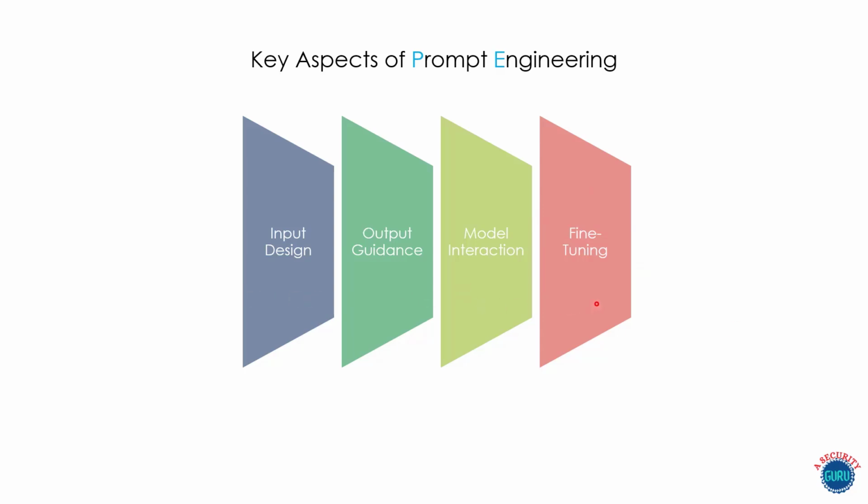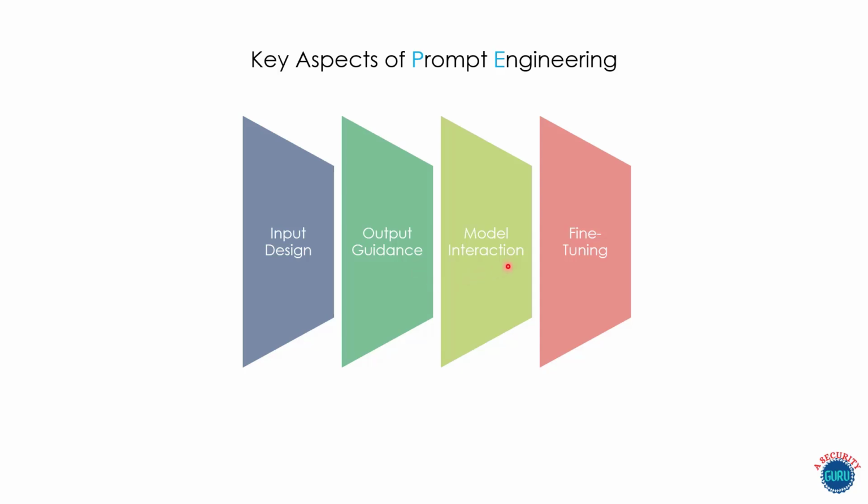Now, since we are clear with the key aspects of prompt engineering, now let's understand these key aspects with an example. Input design. If we ask an AI system to write a Selenium script, it's very important that we clearly tell AI system in which language to write the Selenium script. So maximum details should be provided in the input. Then the output guidance. If we want this Selenium script for a web page, we can provide the HTML of the web page. The expected output can be easily generated by the AI system.